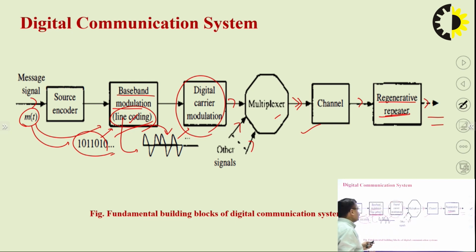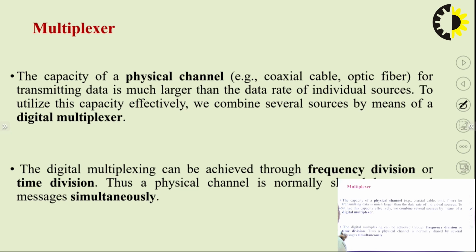So, I hope that all will be clear to everybody. Now, what is a multiplexer? I am talking about the multiplexer. The capacity of a physical channel like coaxial or optical fiber to transmit data is much larger than the data rate of individual sources in digital communication. To utilize this capacity effectively, we combine several sources, several signals, by means of digital multiplexing. That is why we require the multiplexer here. Now, digital multiplexing can be achieved using either FDM or TDM. And all these signals will go simultaneously through the multiplexer.